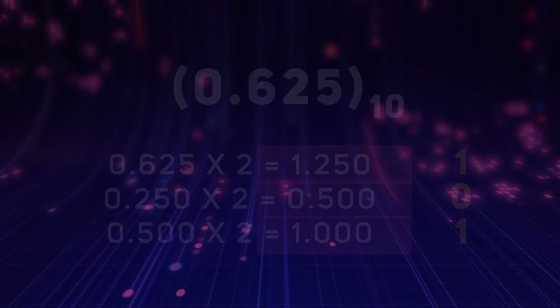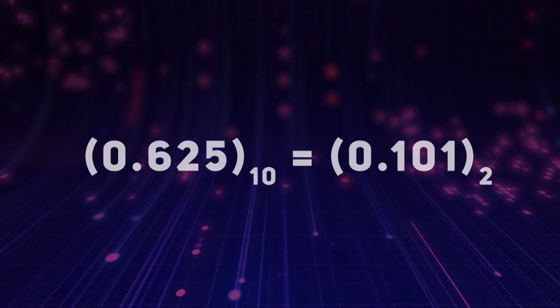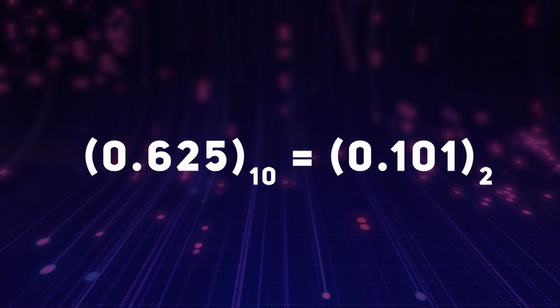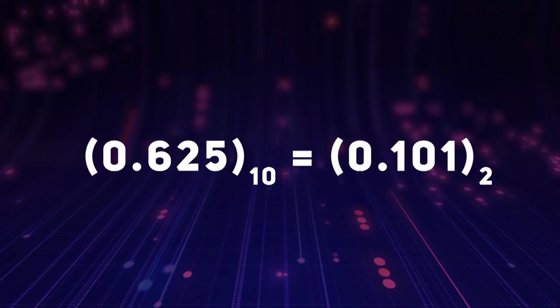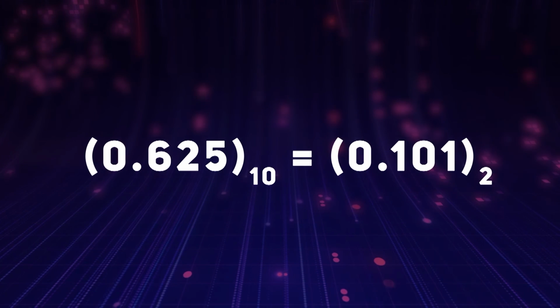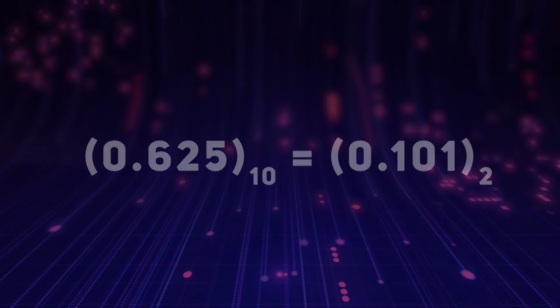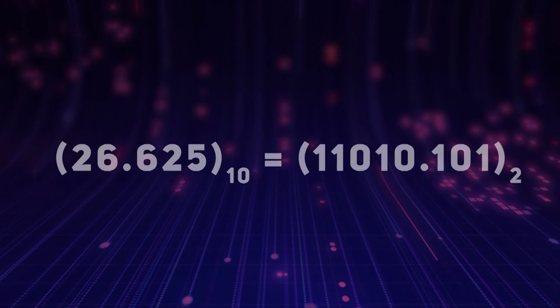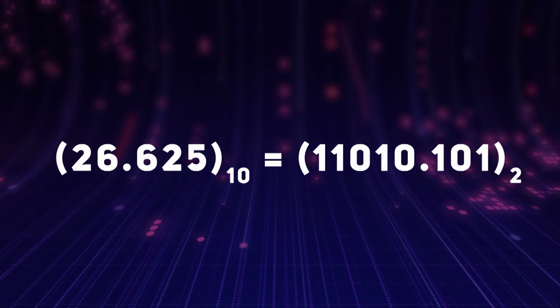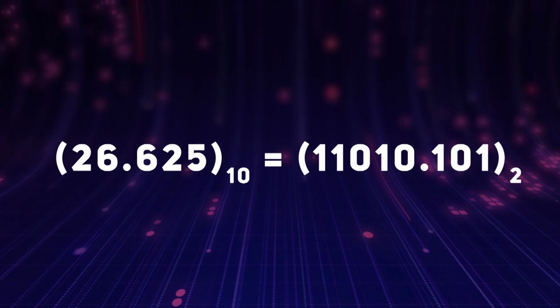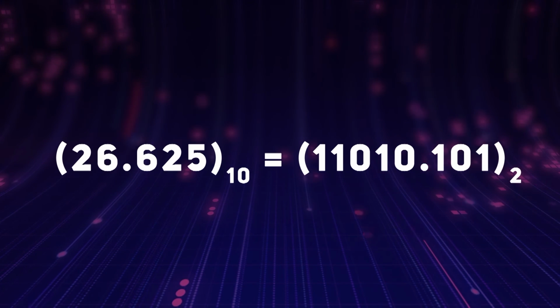So, the result is 0.625 to the base 10 is equal to 0.101 to the base 2. The integer parts are written from top to bottom. Hence, the final result is 26.625 to the base 10 is equal to 11010.101 to the base 2.